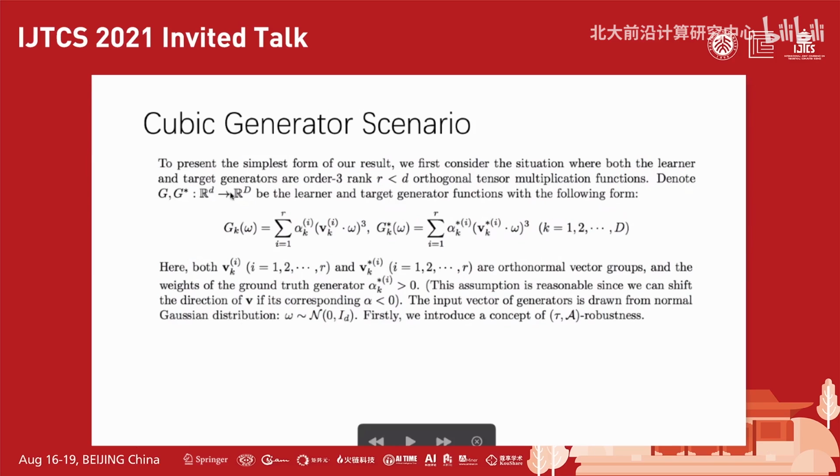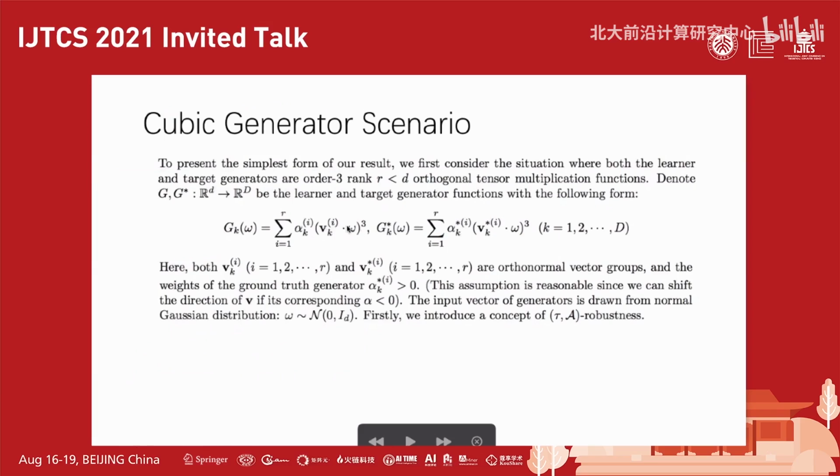Here we denote G and G star to be the learner generator and the target generator, written in the following form. It is a two-layer neural network, but our activation function is a cubic function. Here we assume all the vectors vk and vk star are unit vectors, and the weights of the ground truth generator alpha k are positive. Actually, this is free to assume, because if alpha k is negative, we can put the negative sign into the cubic and give it to the v.